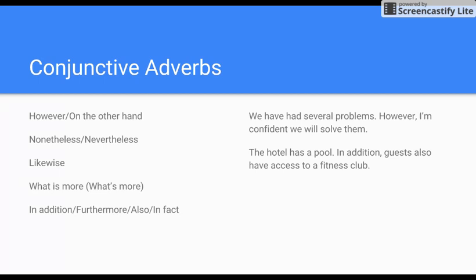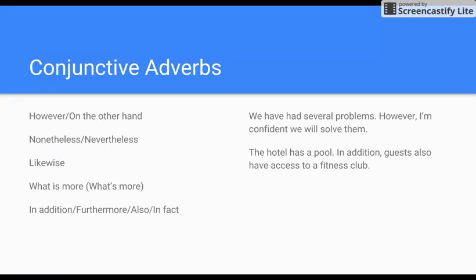All right. So however is kind of the classic example of this. We could have used but, right? But then we would have combined the two into one sentence. We could have said, we have had several problems, but I'm confident we will solve them. So however is kind of like but.